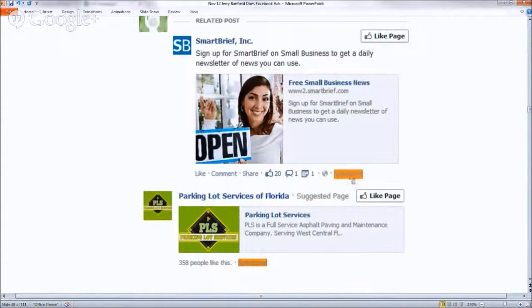For example, this is not a chance. When you've put an ad like this in my newsfeed, 20 people like it with one comment and one share.